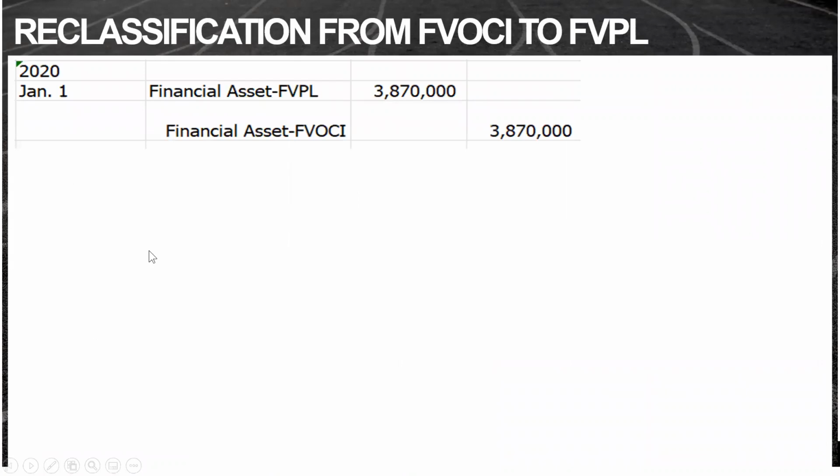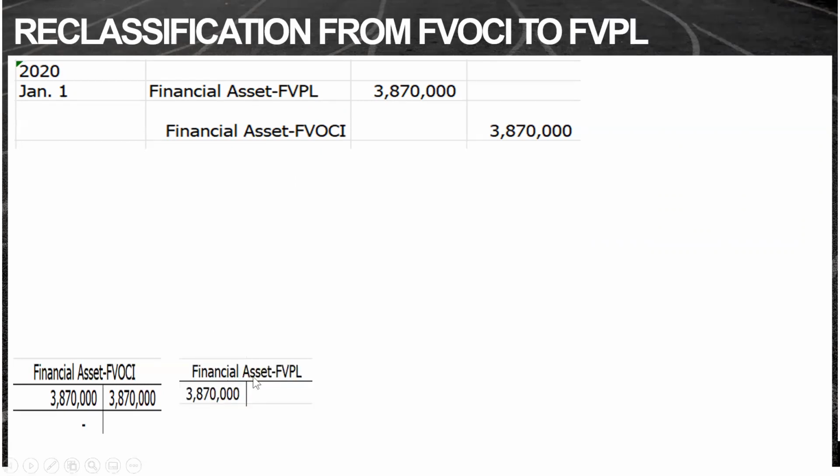So on the reclassification date, this will be our entry. Since there are no changes in fair value, what we have to do is just reclassify. We will credit our financial asset FVOCI and debit financial asset FVTPL. We will account for this as an investment under financial asset at fair value through profit or loss. So this will be the effect of this reclassification entry: we are closing our financial asset FVOCI account, then transferring it to the financial asset FVTPL account. So this is our balance.